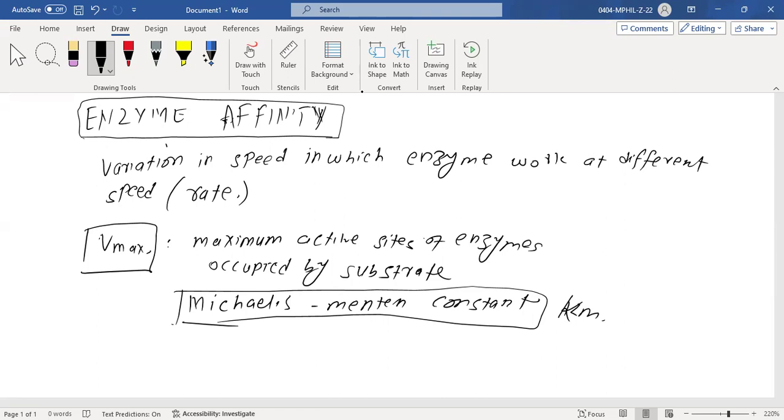So the more the affinity of the enzyme with the substrate, the higher the initial rate. The higher the affinity, the lower the Km value. Now you should keep one thing in mind. The Km, what is Km?